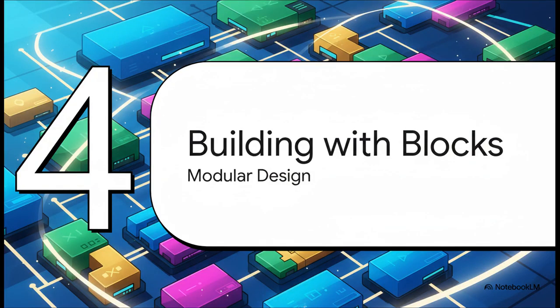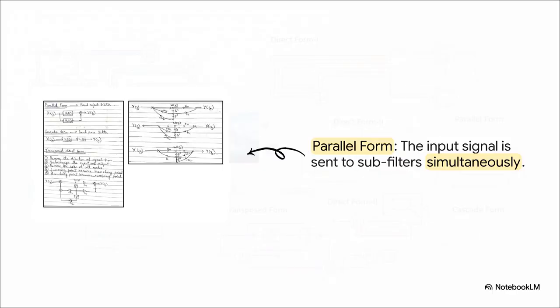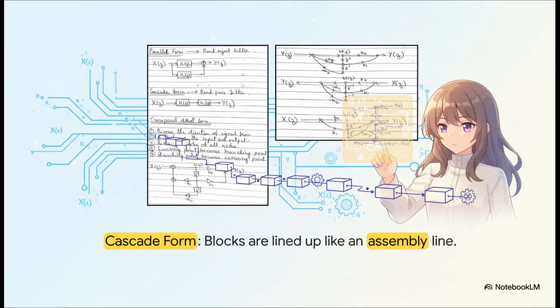Okay, so we've made our design more efficient, but what if we have a really complex filter to build? Well, instead of one giant, messy blueprint, what if we could build it from smaller, standardized pieces? Yeah, think of it like a building with Lego blocks. So this is the idea behind what's called the parallel form. We break down our big, complicated filter into smaller, simpler ones. The input signal gets sent to both of them at the same time, and their outputs are just added together at the end. It's kind of like having two specialists work on different parts of the same problem to get one combined result.